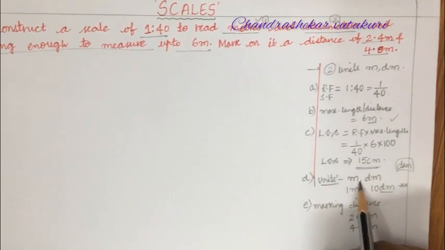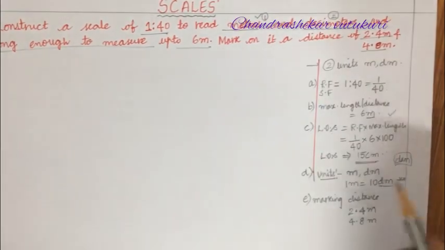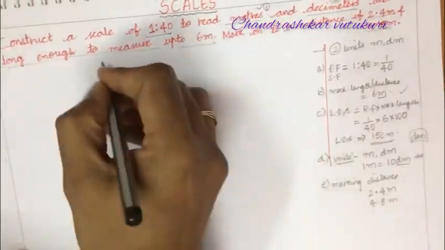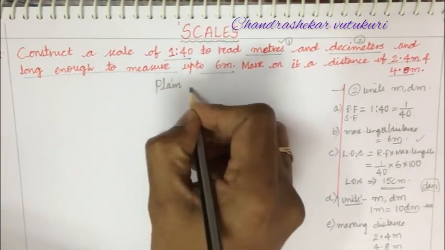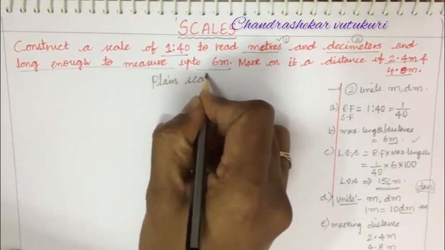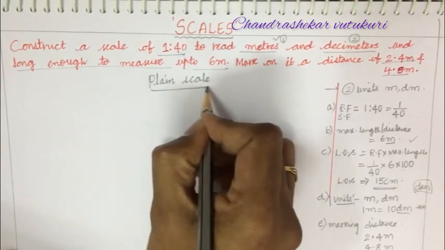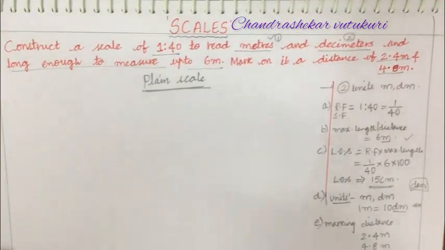Later, what are the units here? There are 2 units. So, I can say that the problem is said to be a plain scale problem, dear students. A plain scale is a scale which can measure up to 2 units, I mean 1 unit or to the maximum of 2 units.